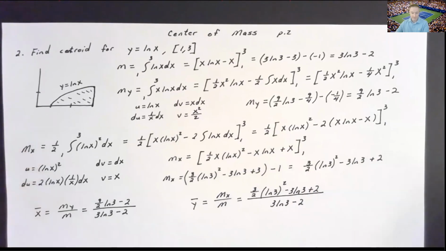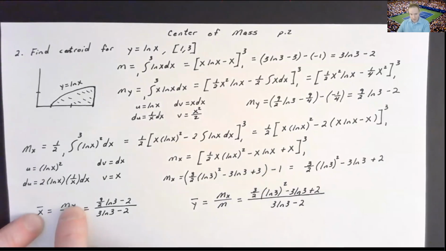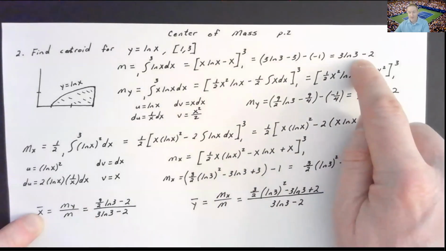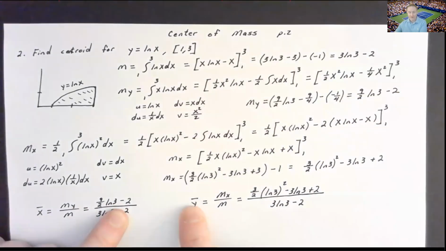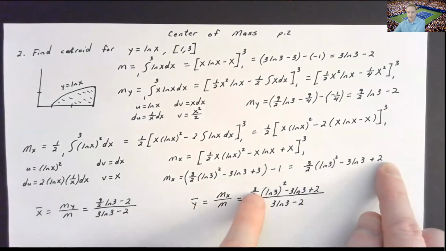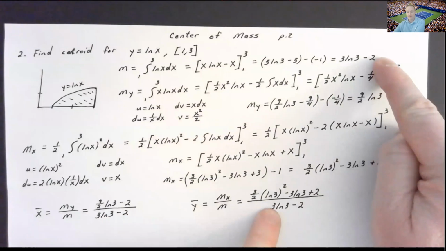Now you say, okay, then what is the average x value every single solitary time? It's the moment about the y-axis divided by the sum of the masses. So it's just your answer here, divided by the original sum of the masses. The average y value, it's the moment about the x-axis that we have right here, again divided by the sum of the masses, the 3 natural log of 3 minus 2.